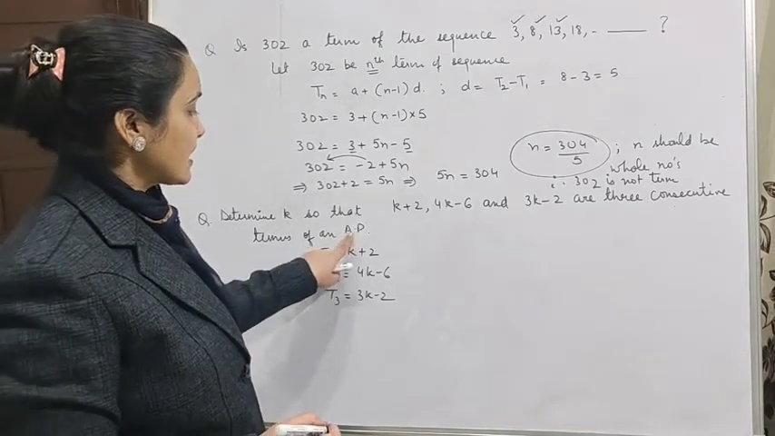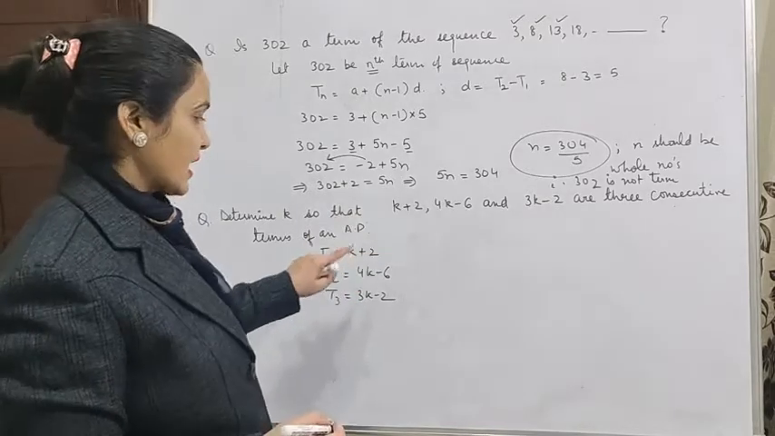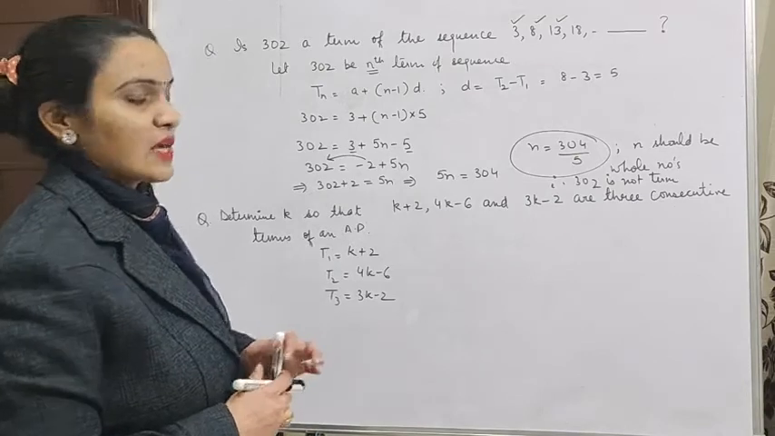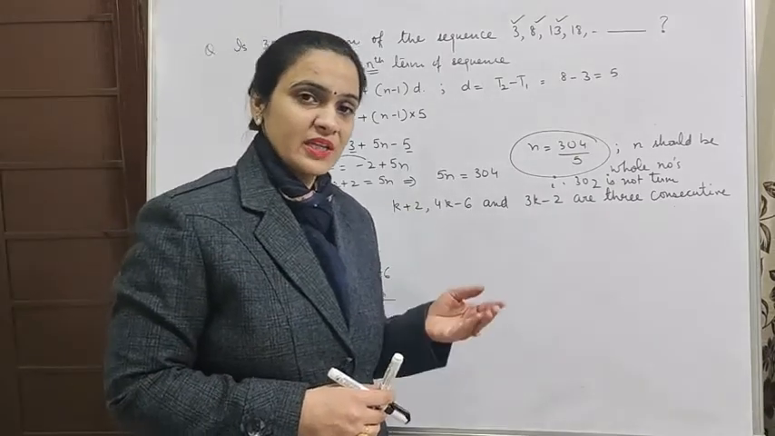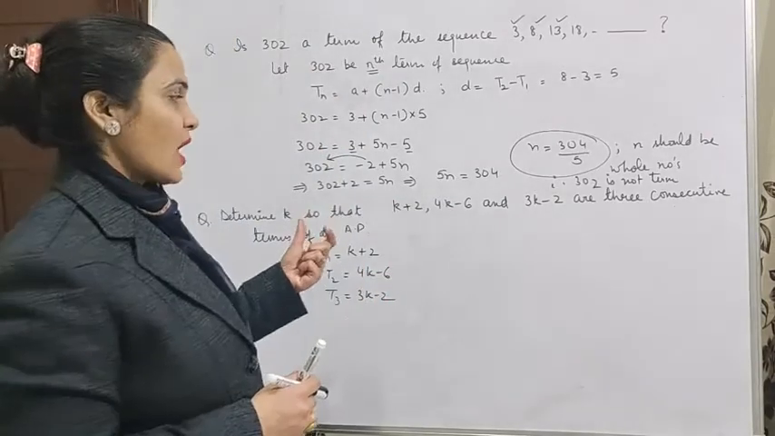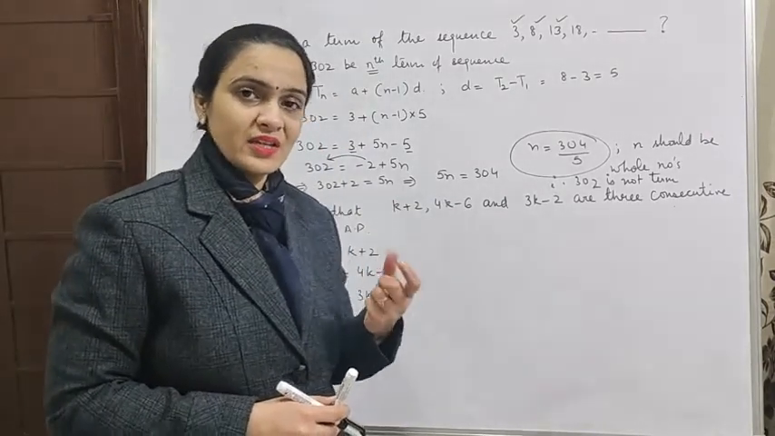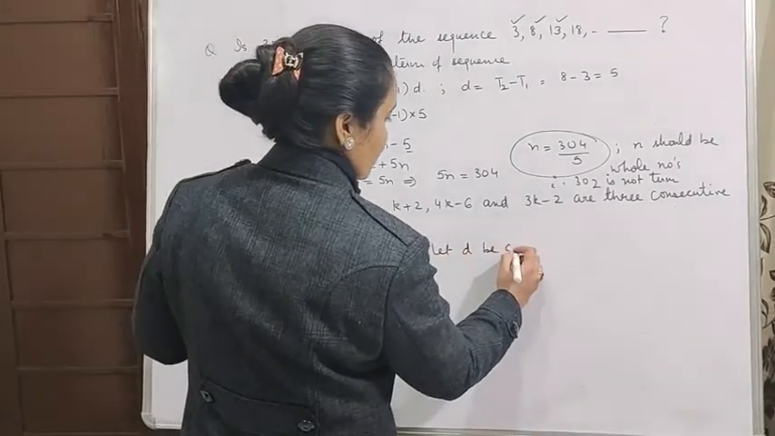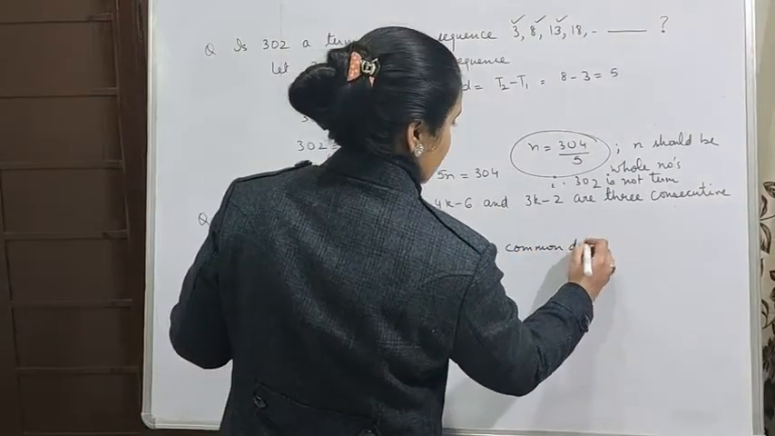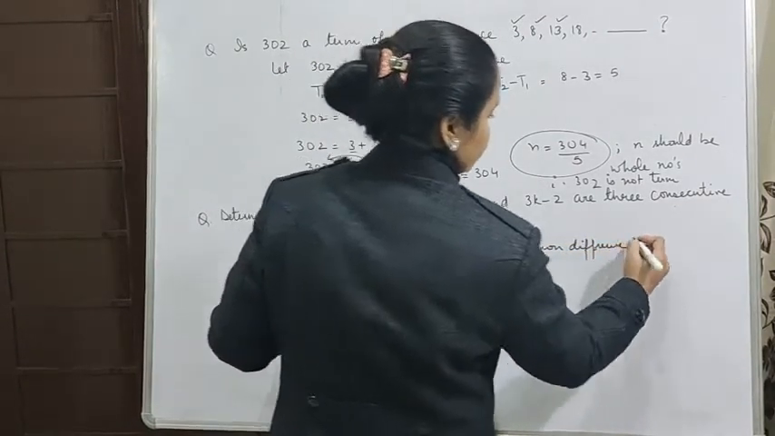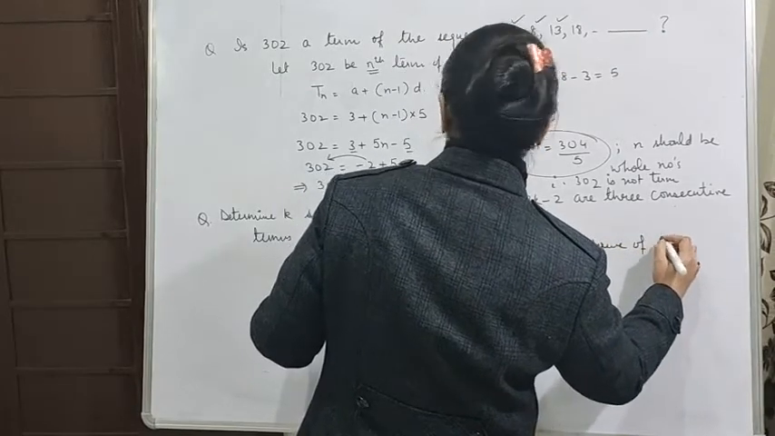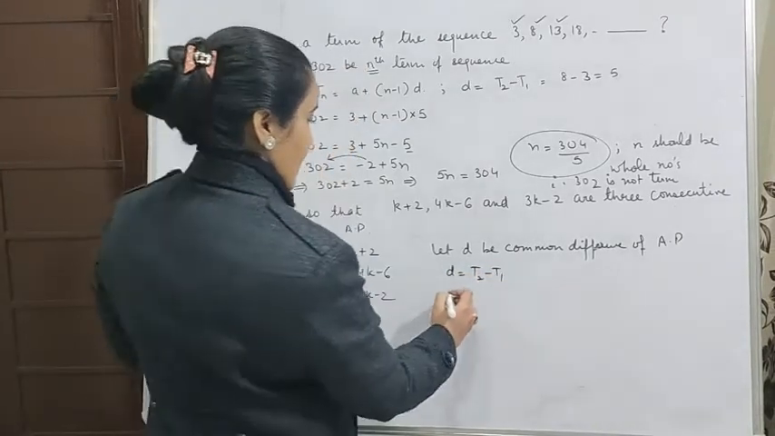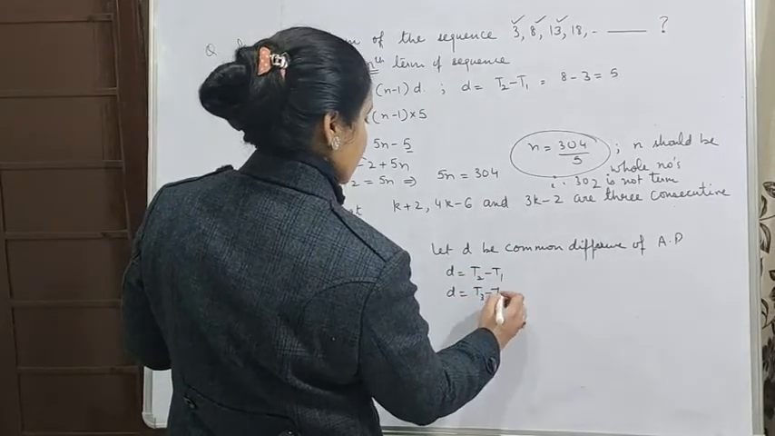If this is an AP, then what is the condition? That the common difference will remain the same. If any sequence is in arithmetic progression, then the definition of arithmetic progression is that the common difference should remain the same. So let D be the common difference of the arithmetic progression. So what is D? D is T2 minus T1 and D is T3 minus T2.